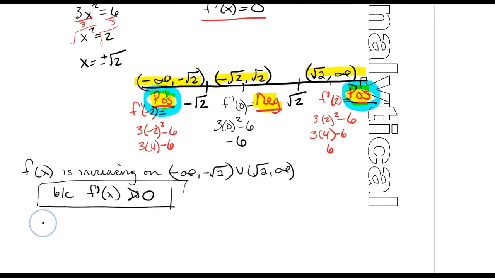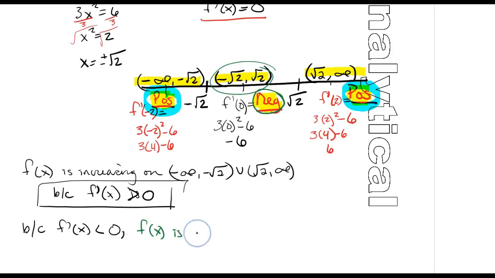So for the second question, how do we know where f of x is decreasing? Well, I know where it's decreasing because f prime of x is negative, less than 0. Then I look for where my derivative is negative. It's negative here. The function is decreasing on negative radical 2 to radical 2.